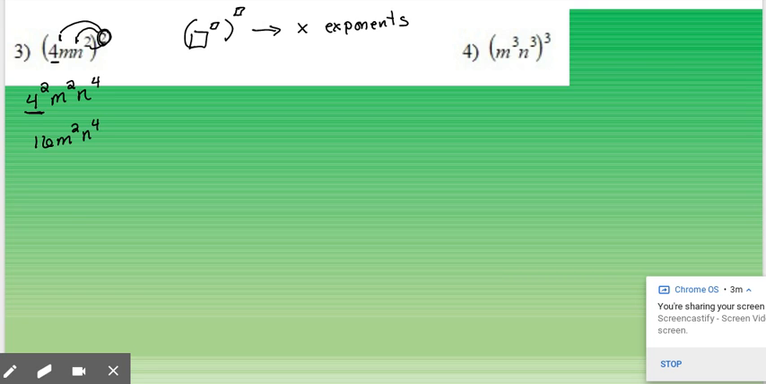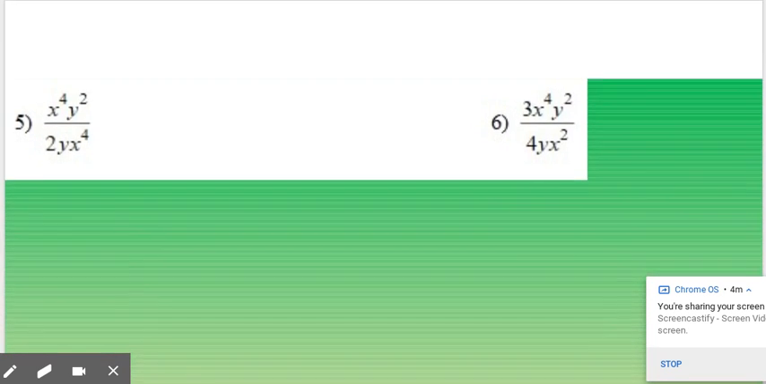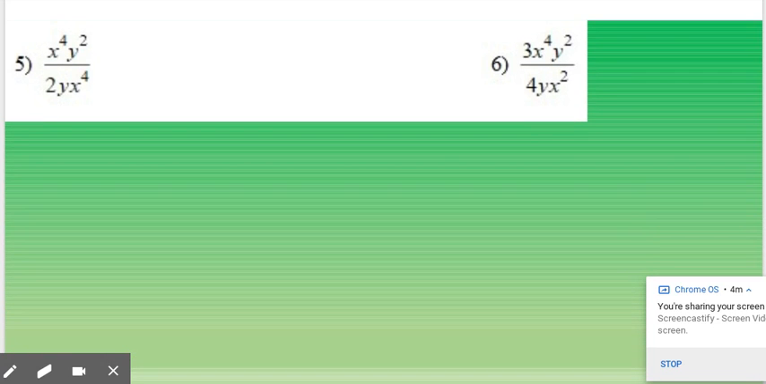For the second one, both of these exponents are being multiplied by 3. So for the m, 3 times 3 is 9. And for the n, 3 times 3 is 9. All right. If the sub would please pause the video and give the students 3 minutes to complete these two problems.